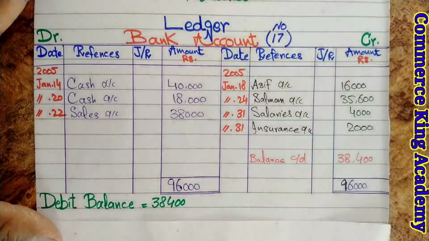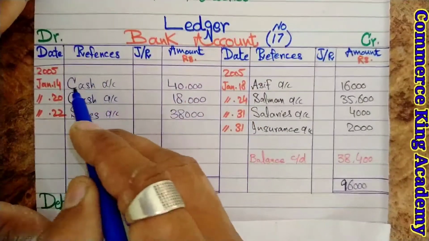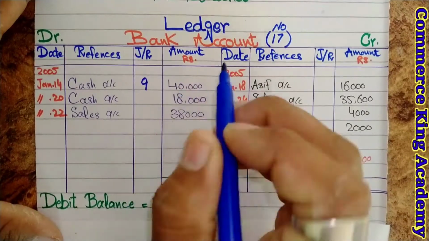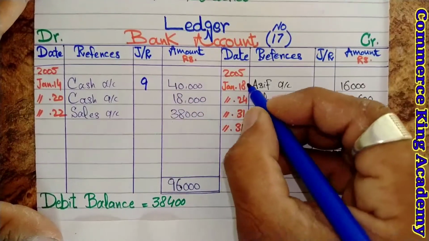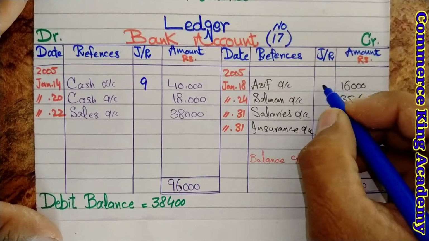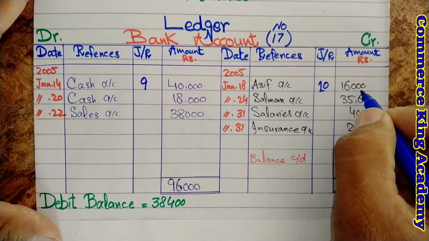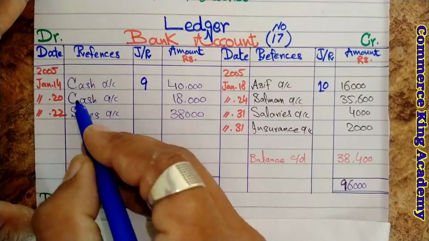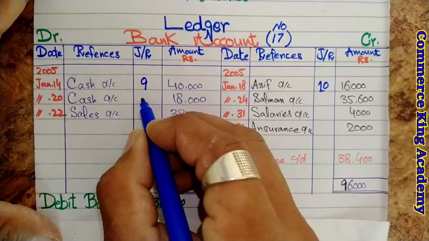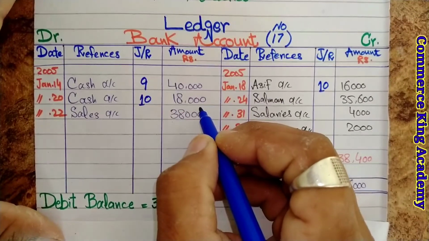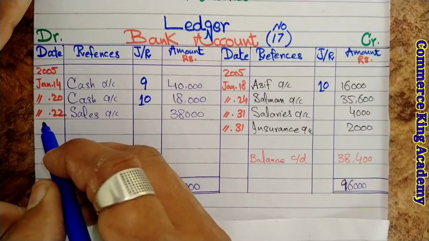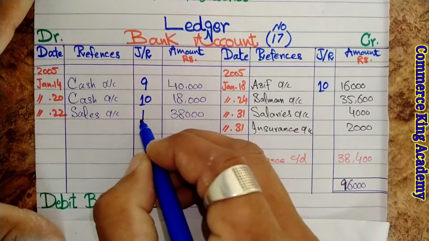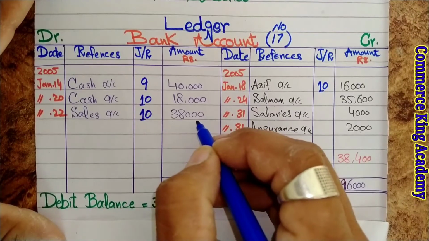Okay. The first entry was bank account debited by cash account on Jan 14, journal reference number 9, amount 40,000 rupees. The next entry was on Jan 18, Asif account, journal reference number 10, amounting to 16,000 rupees. The next entry was held on Jan 20th, so bank account was debited by cash account, journal reference number 10, amounting to 18,000 rupees. Am I right? The next entry was held on Jan 22, so bank account was debited by sales account, journal reference number 10, amounting to 38,000 rupees.